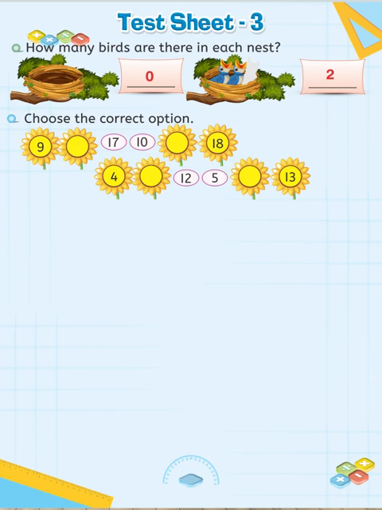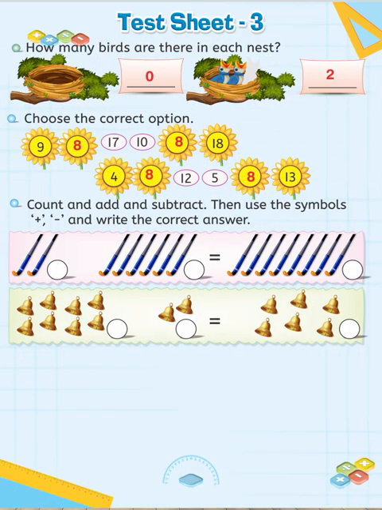Count, add, and subtract. Then use the symbols plus and minus and write the correct answer. As the picture shows, this is addition activity. You have to add 2 hockey sticks to 6 hockey sticks. The answer will be 8.